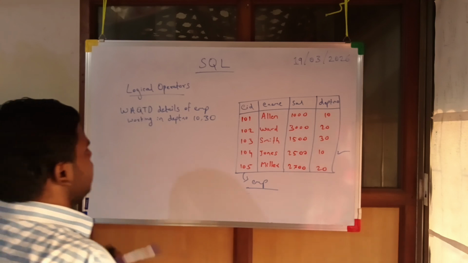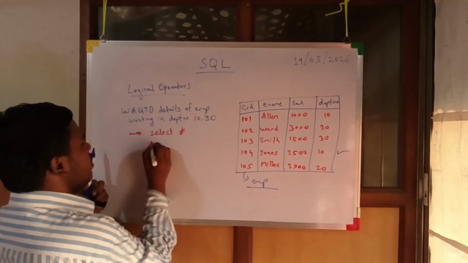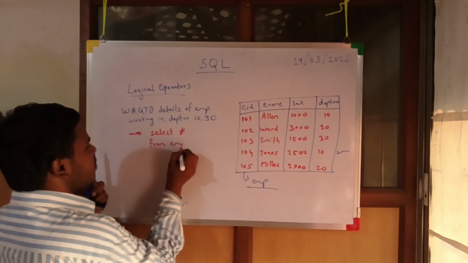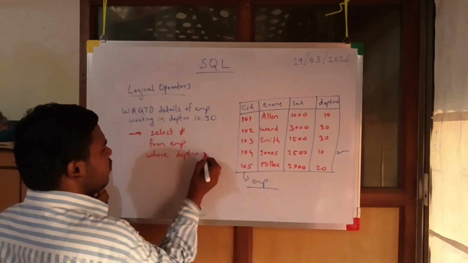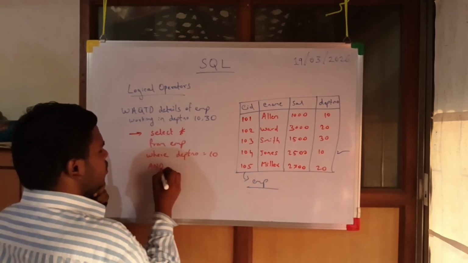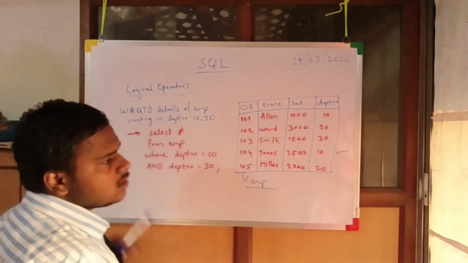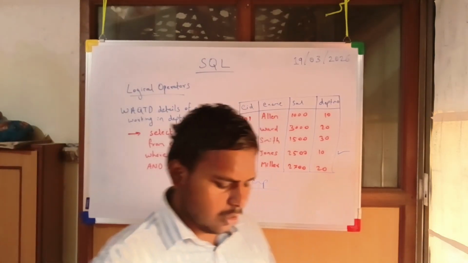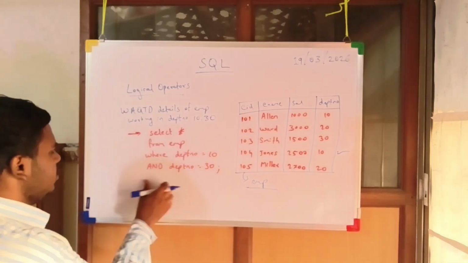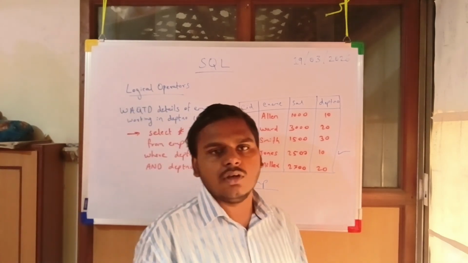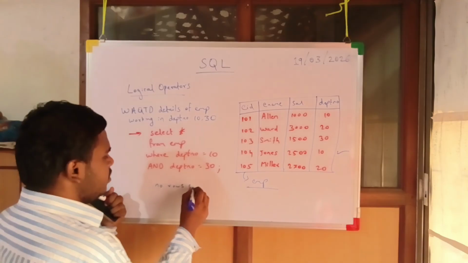You will solve the query like this. Select asterisk from EMP where department number equal to 10 and department number equal to 30. Most students will solve like this if I didn't teach you about the OR operator or you don't have any knowledge about it. The syntax is correct, no error will be thrown, but the output will show: no rows selected.